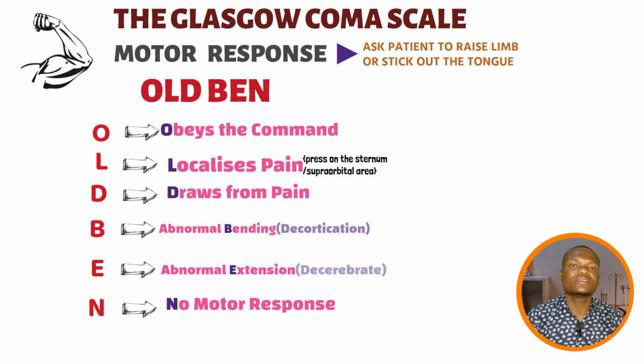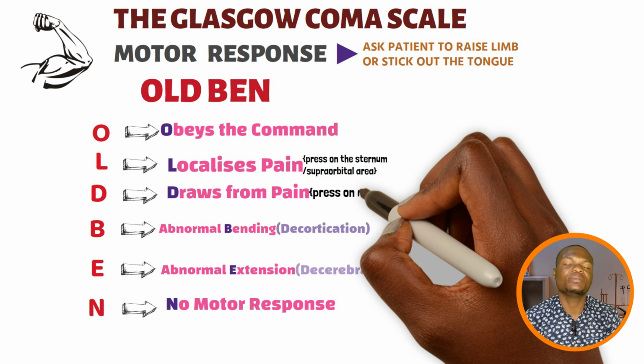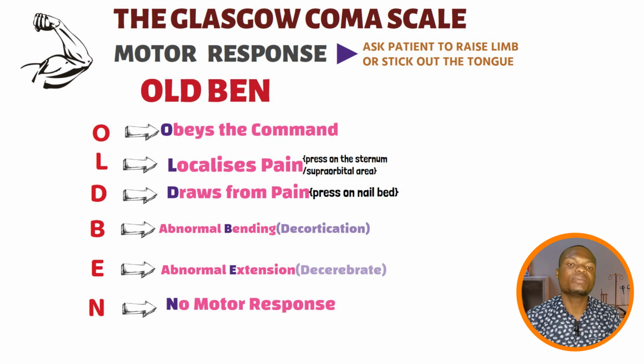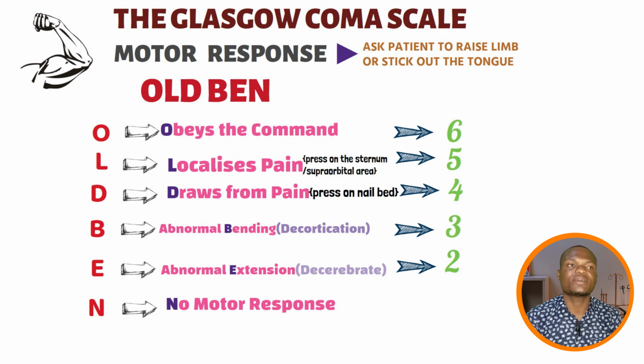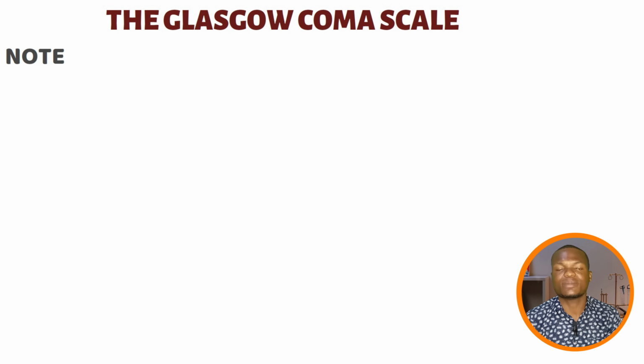So to differentiate between localizing pain and drawing away from pain, you apply pain at the supraorbital area or the sternum. And when the patient is able to move the hand towards that place, the patient localizes pain. And when you press on the nail bed, and if the patient moves away from the pain or the pressure you're applying, the patient draws away from pain. So they are scored 6 for obeying command, 5, 4, 3, 2, 1 respectively.